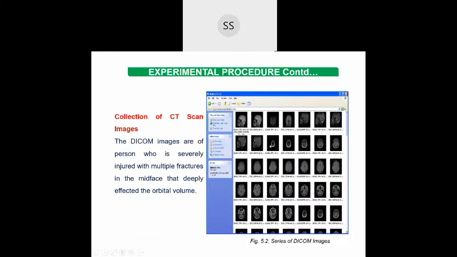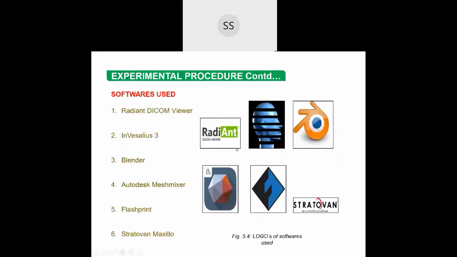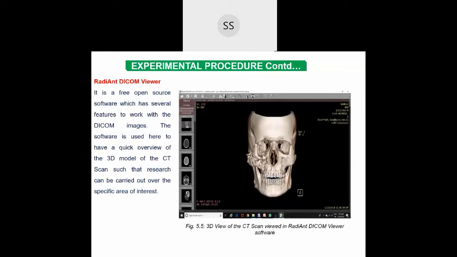Once you collect the CT scan image, these are the various software we are going to use: Radiant DICOM viewer, Invesalius, Blender, Autodesk Meshmixer, FlashPrint, and Stryker Maxillo. With the Radiant DICOM viewer, you simply take the CT scan image and import it. You can have a quick overview of the 3D model of the CT scan, so that the research can be carried out over the specific area of interest. That's what you use the Radiant DICOM viewer for.